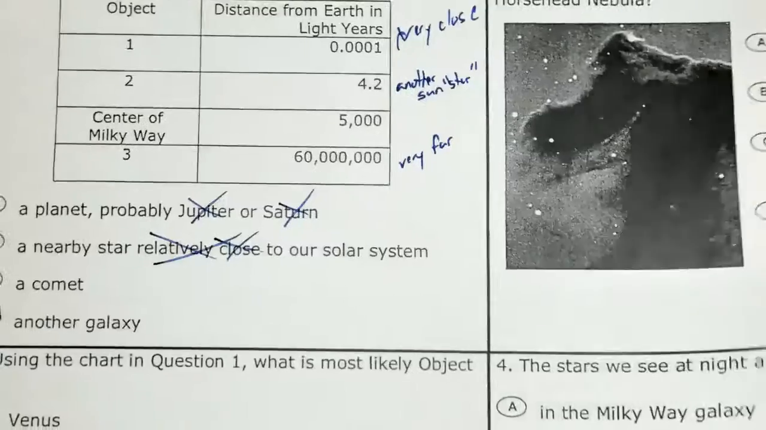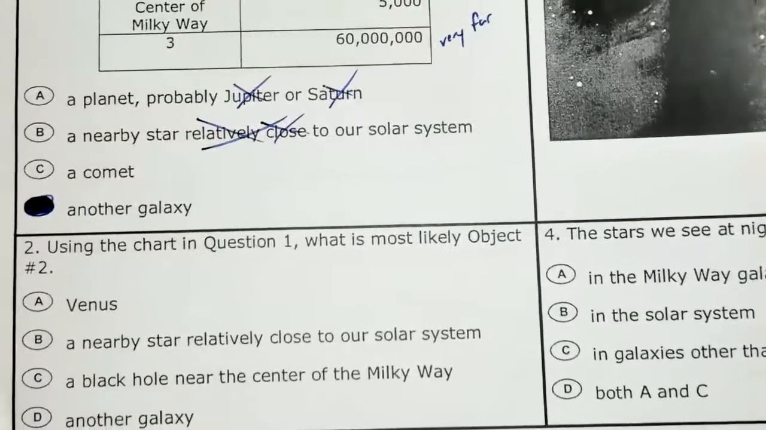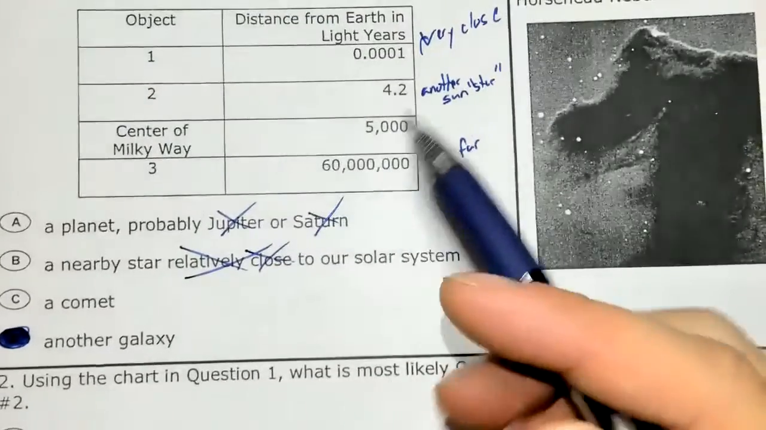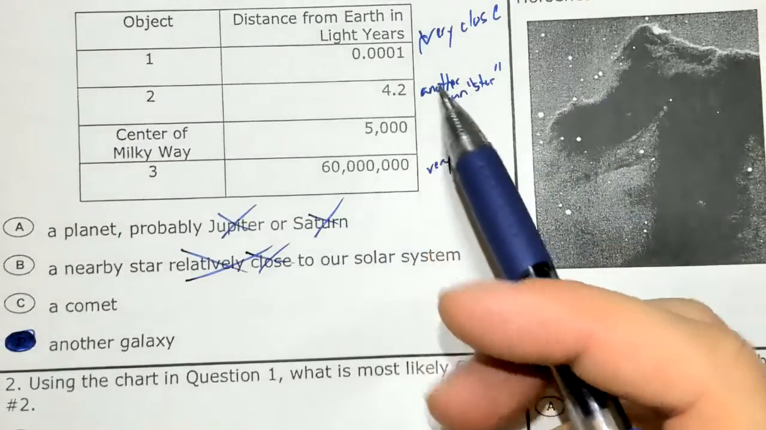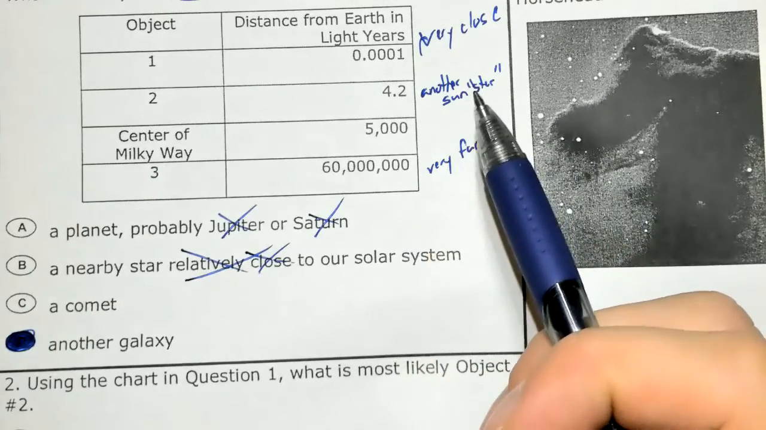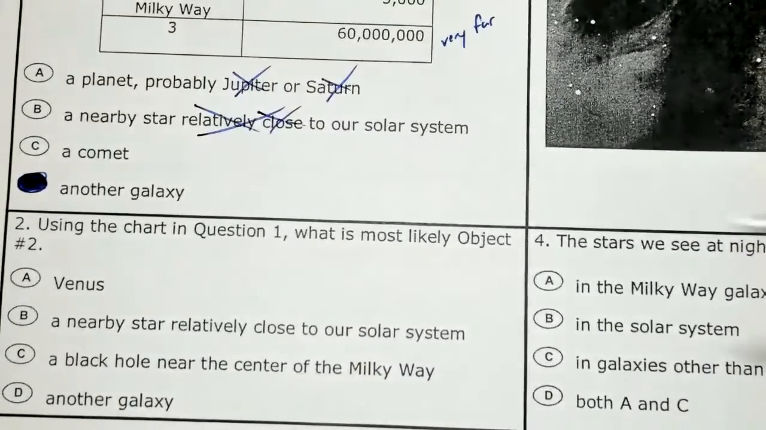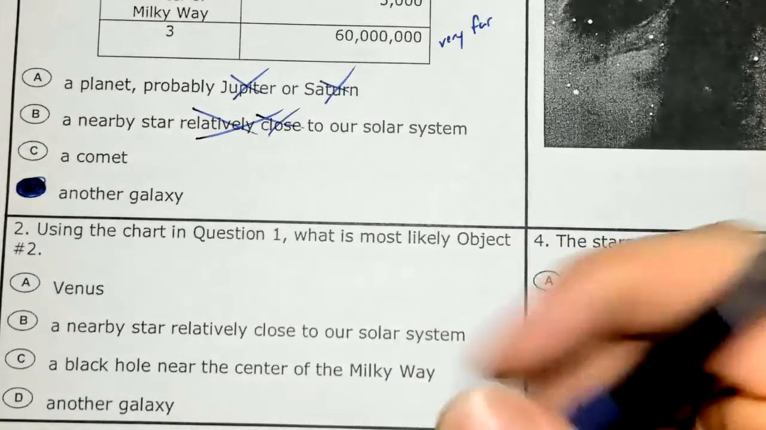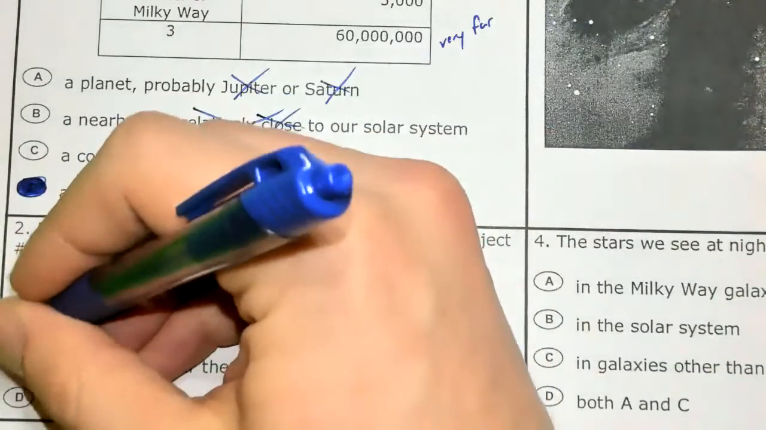Right. Number 2, using the same chart in question 1, what is most likely object 2? So let's look at object 2. Now remember, about 4 light years away. All right, 4.2 is our other star, Proxima Centauri. Okay, so let's see if that's one of our answer choices. A nearby star close to our solar system, not a black hole, not another galaxy, not Venus. Our only answer choice is B.